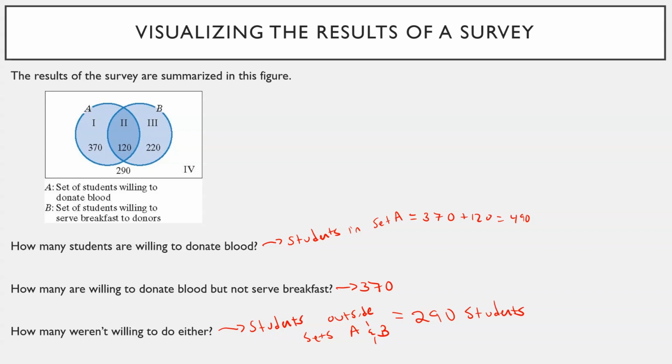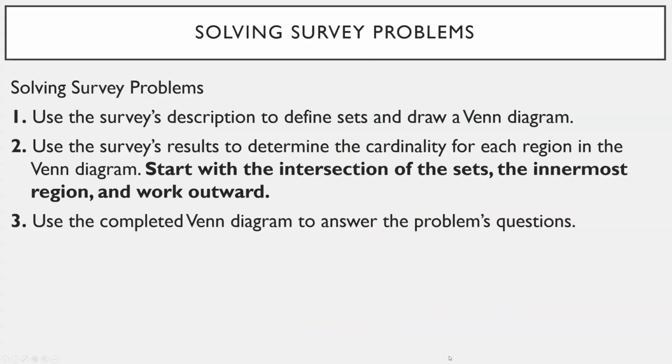Now, instead of giving you a completed Venn diagram like this, I want to tell you the results of a survey and then have you complete the Venn diagram. There's a process for this. First, use the survey's description to define the sets and draw a Venn diagram. How many different groups are responding? Then use the survey's results to determine the cardinality for each region. Cardinality is the count, so the counts for each region in the Venn diagram.